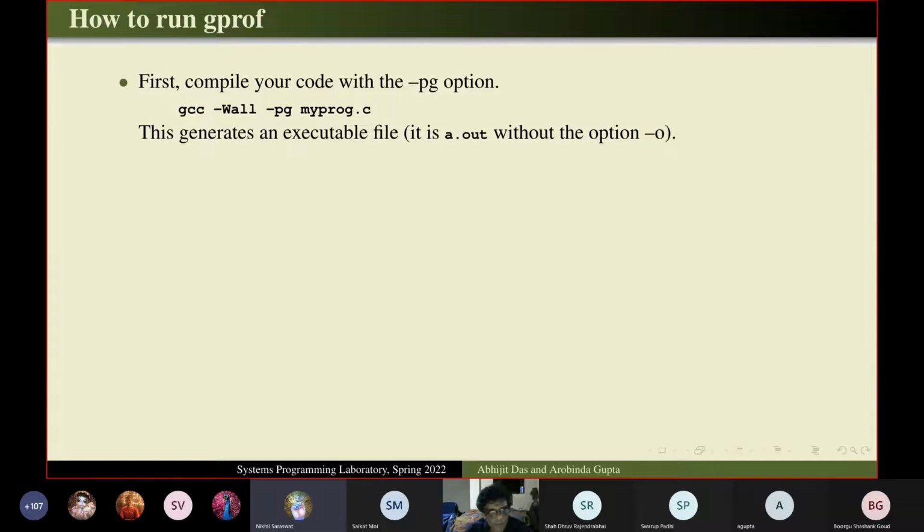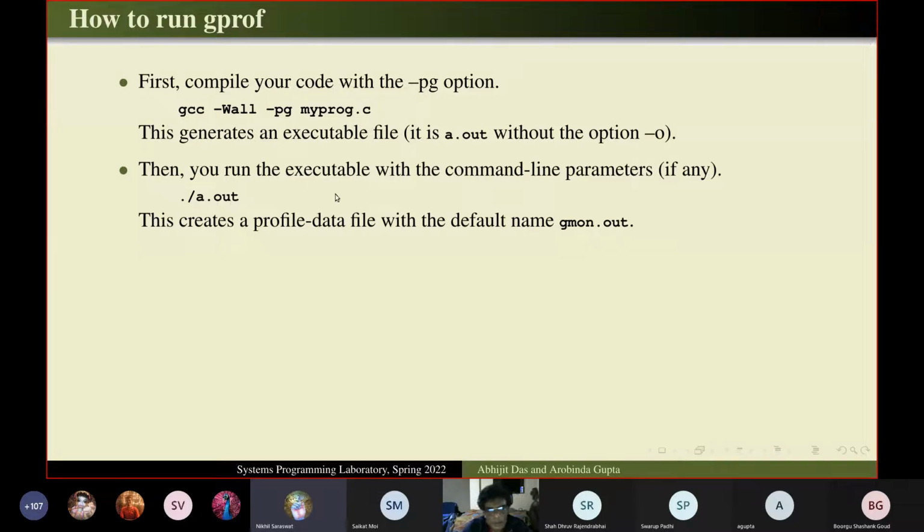Then you run it by simply calling a.out with some parameters or not, whatever. This actually creates a profile data file with the default name of gmon.out. I think at some stage you may actually supply a name for this gprof output file, maybe by specifying some option here, but let us not worry too much about this.